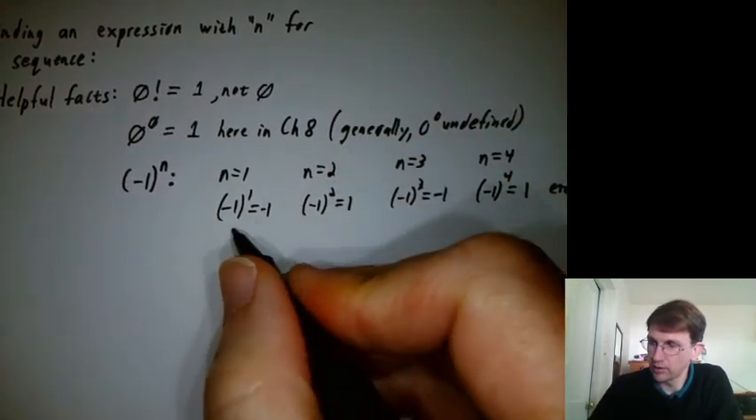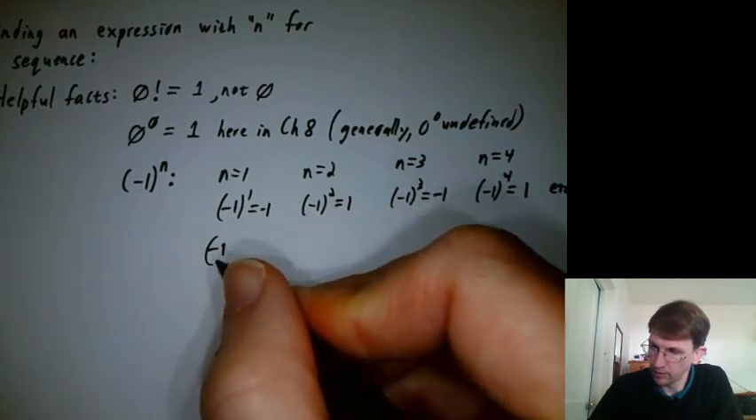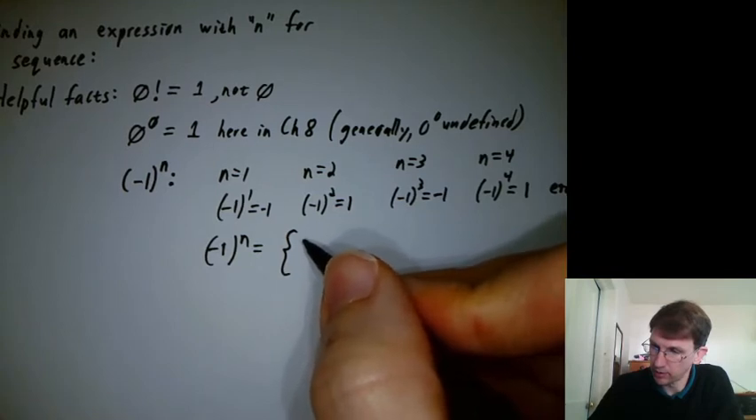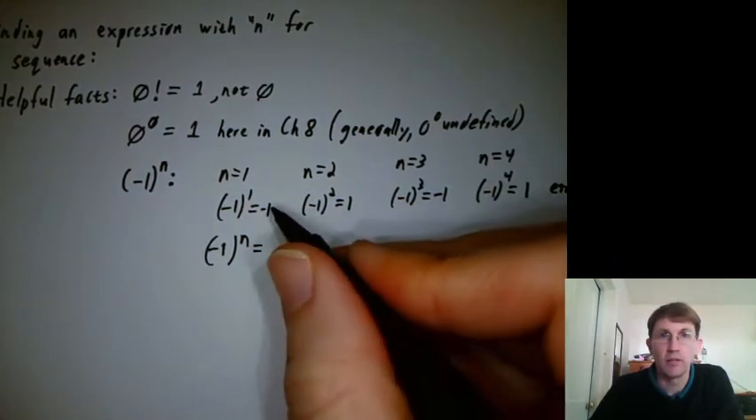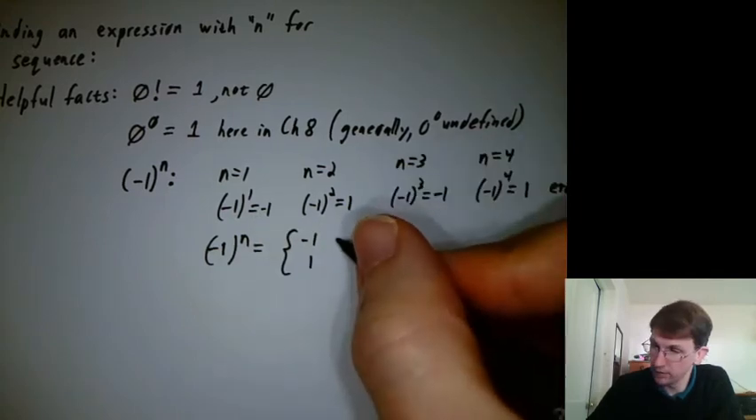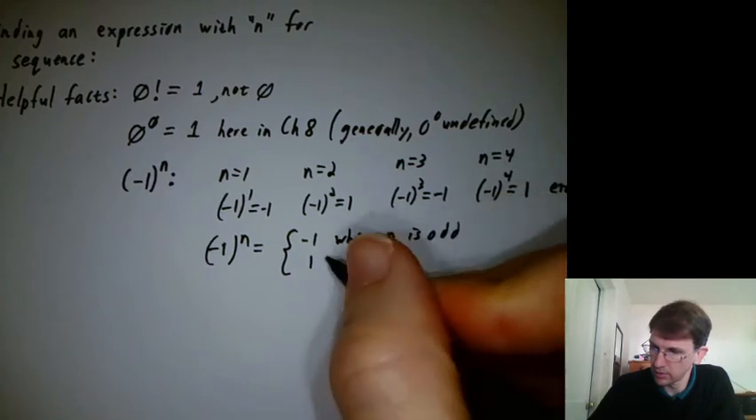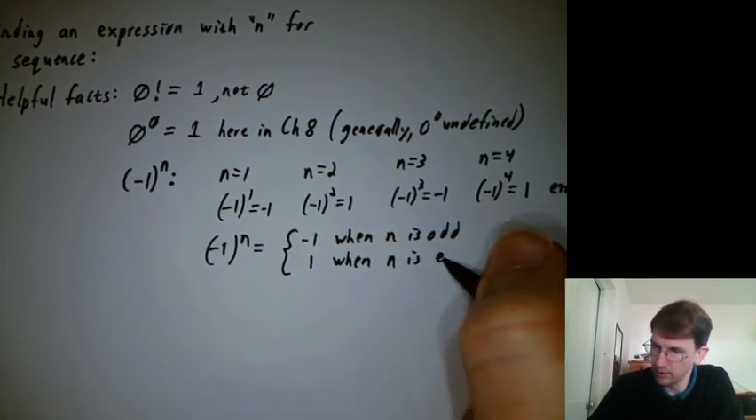etc. So let's write it again here. Negative 1 to the n is what? Negative 1 sometimes and 1 other times, and it's negative 1 when n is odd. And it's positive 1 when n is even.